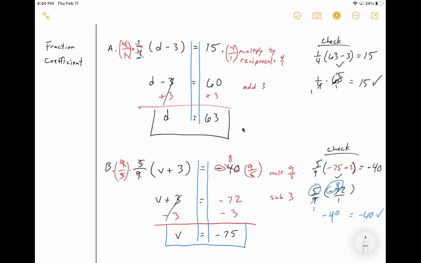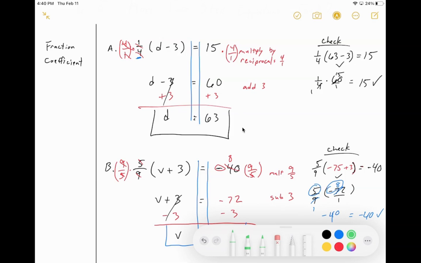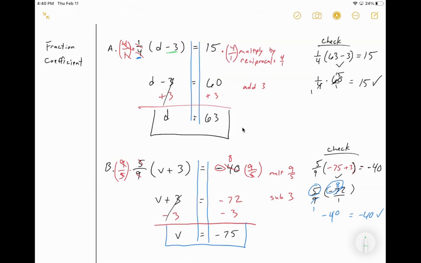So if I know, for example, on this problem right here, that I have d minus 3 and then times 1/4, I know that I can multiply by 4/1 and then add 3 to undo it and get back where I started. I want the solution to be just the variable all by itself. I want to isolate it, and that's how I solve these problems.